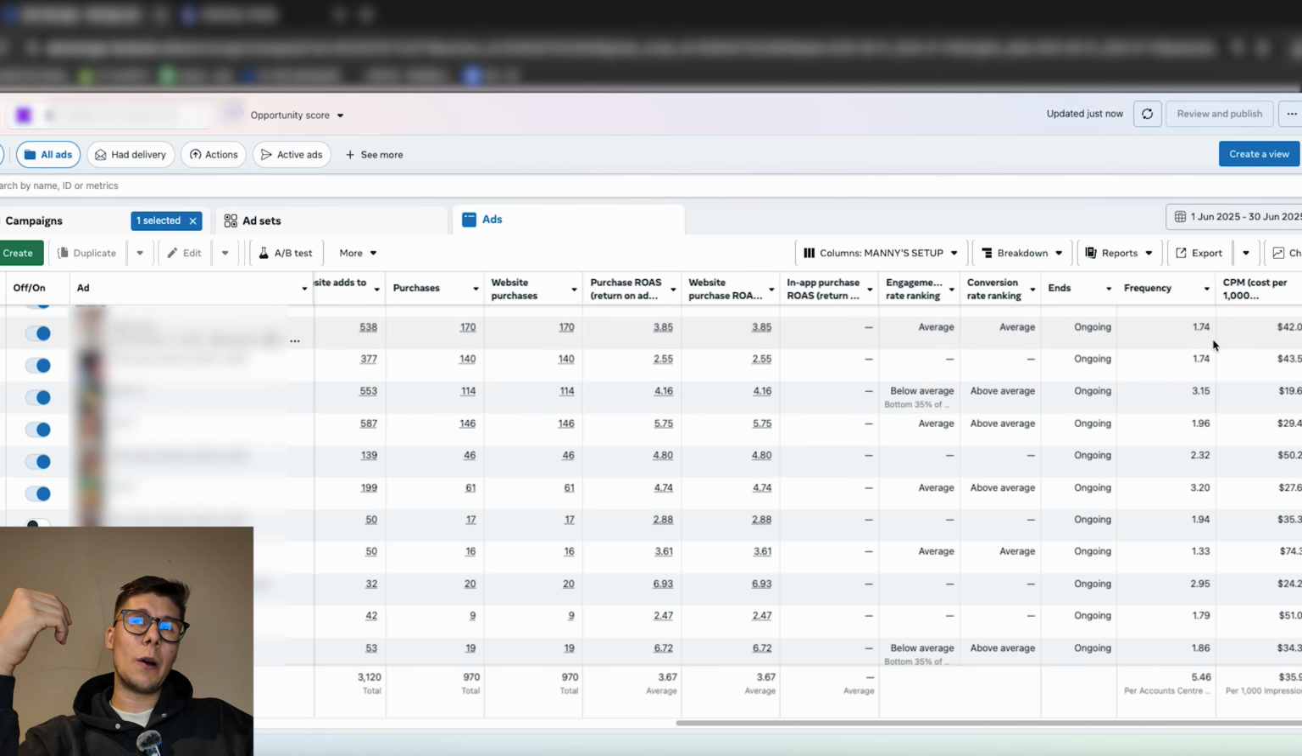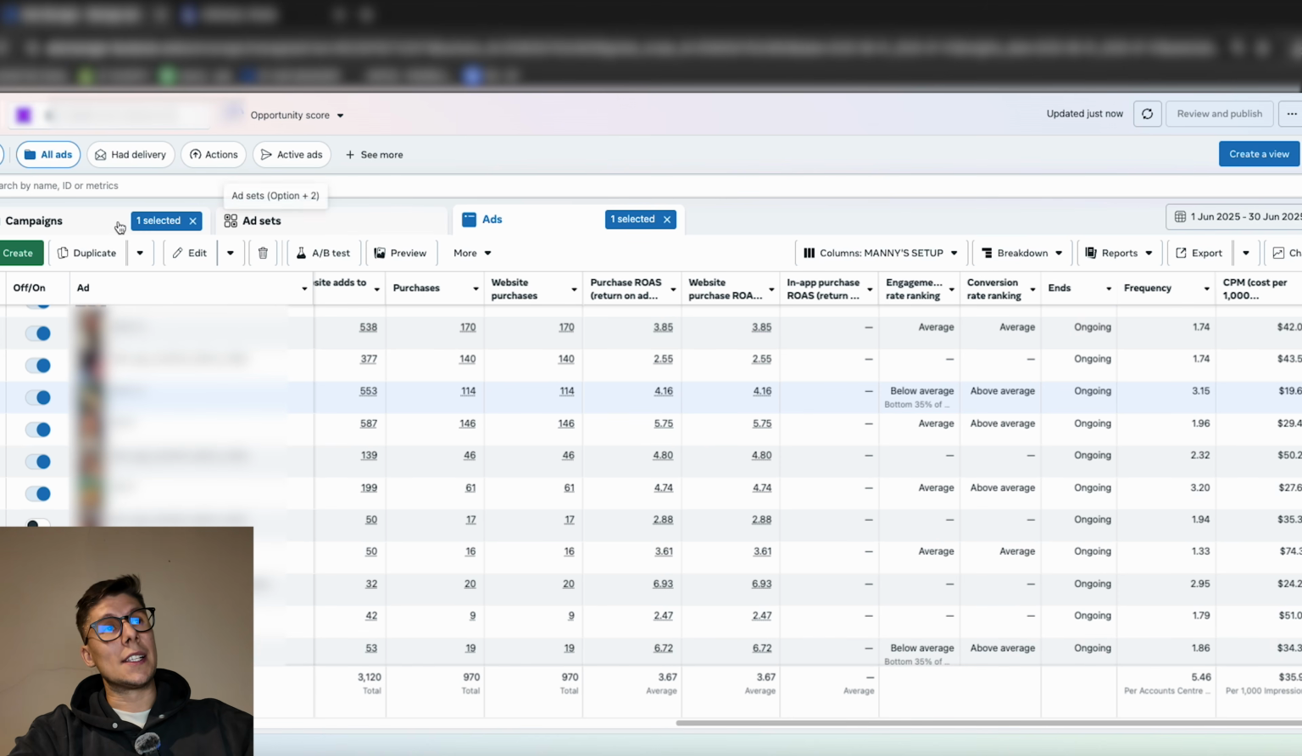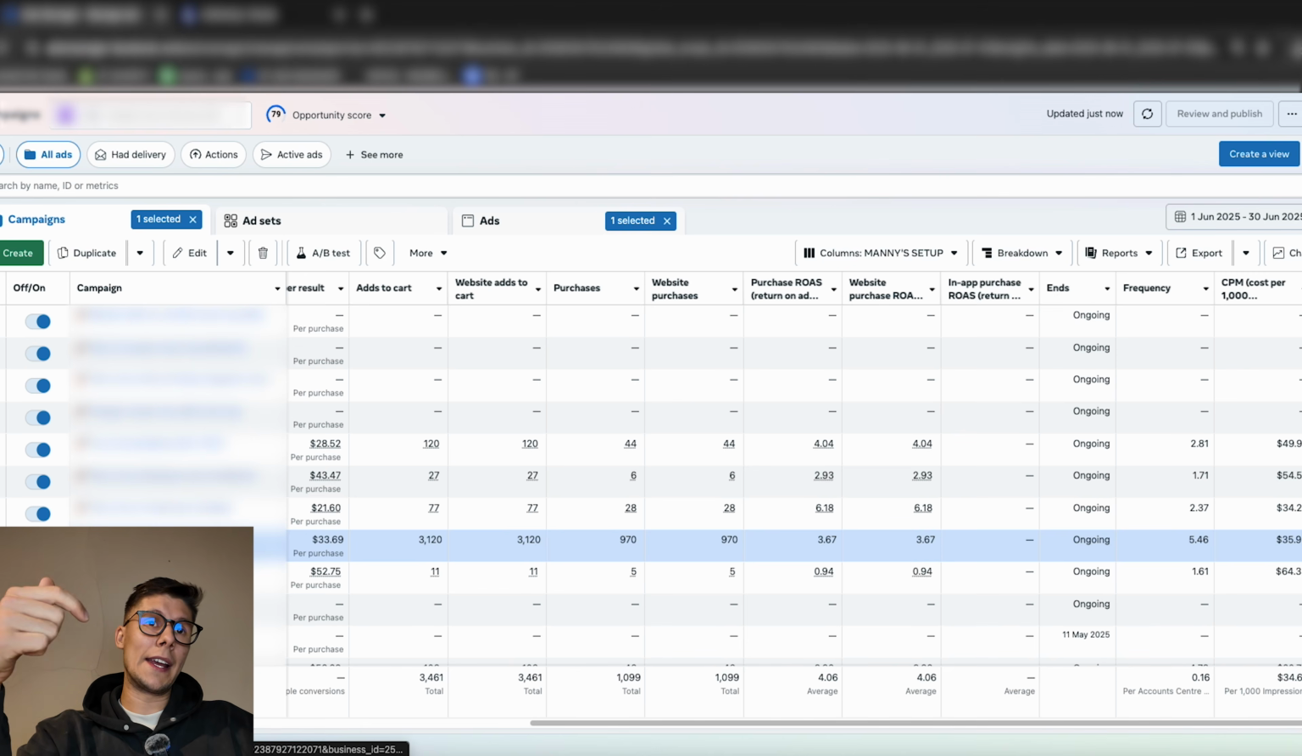So you wouldn't want to go ahead and switch off your top of funnel ads thinking that this ad is going to suddenly skyrocket and lower your overall CPA because it's not going to. Because what will happen is less new people will come into your funnel. So that's the second thing, is look at things on a campaign level.